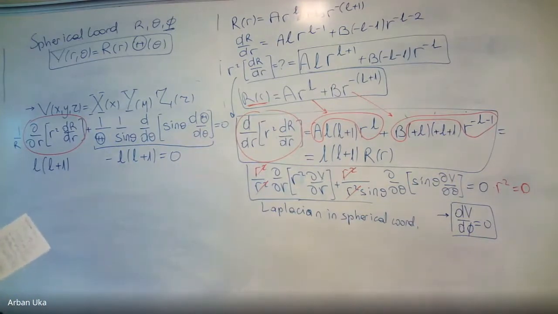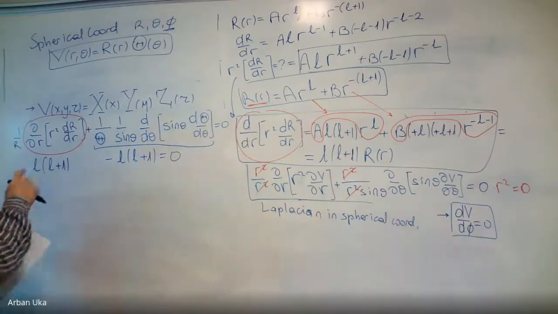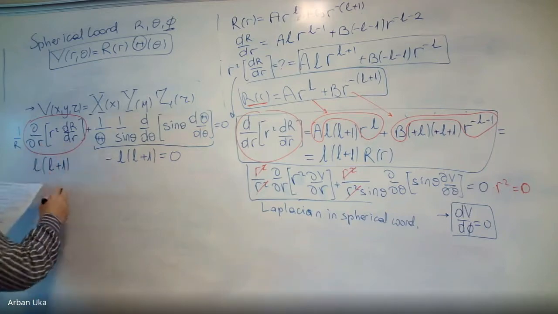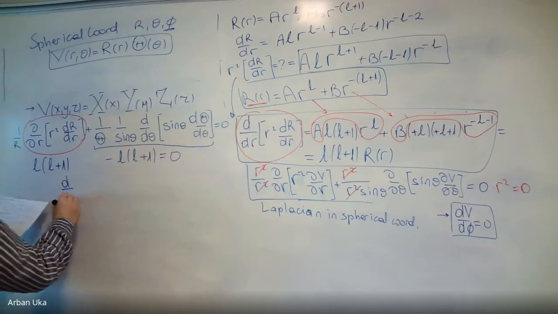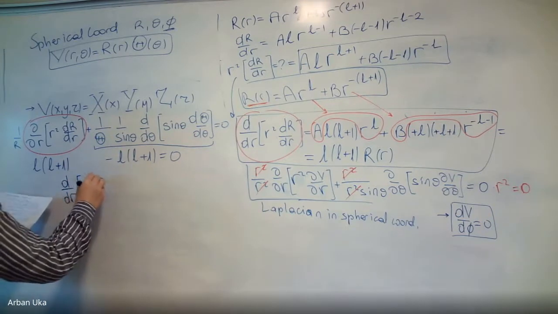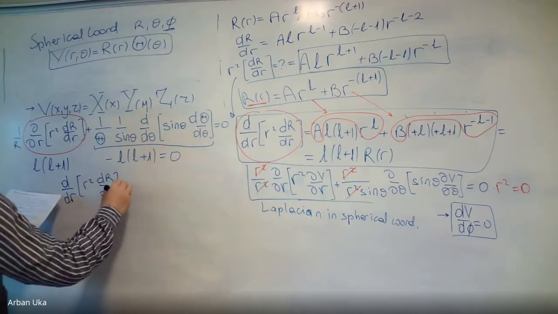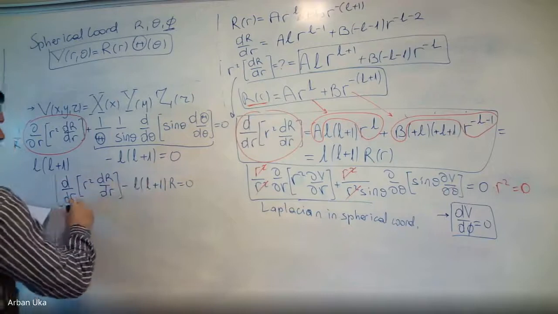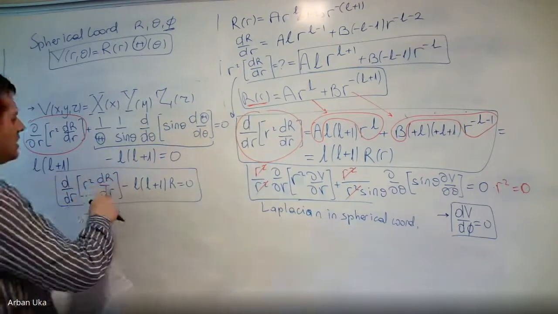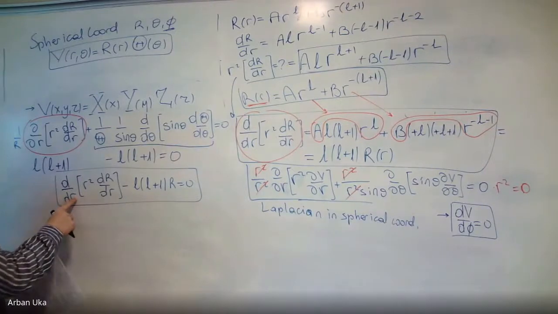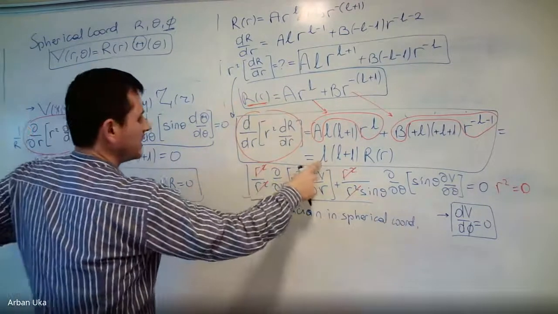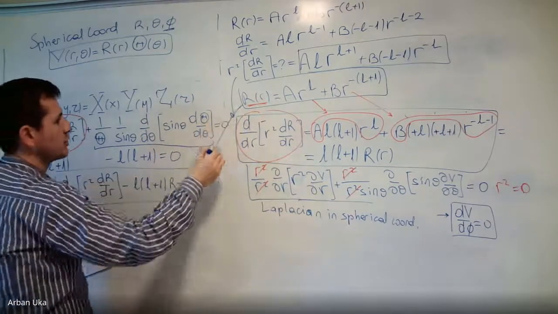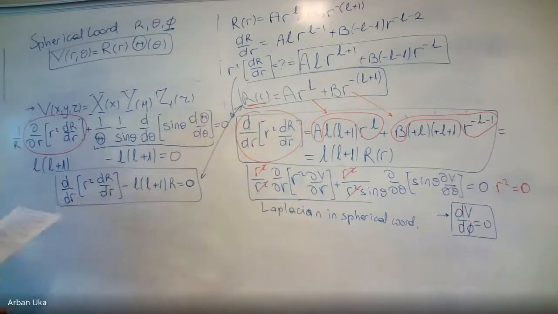So this is what we're going to write. And by the way, if we reorganize this, we can say that d over dr of r squared dR over dr, minus L times L plus 1 times R, is 0. So this is the differential equation. Because this whole term was L times L plus 1 minus the same term, it will for sure be equal to 0. So this is the solution.